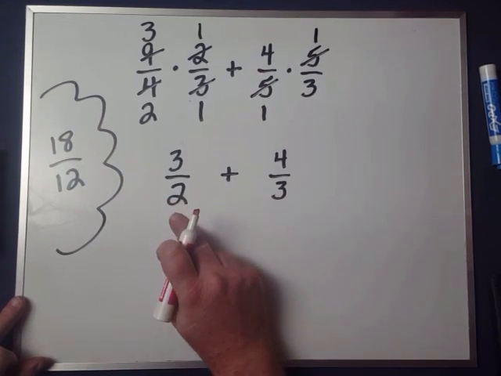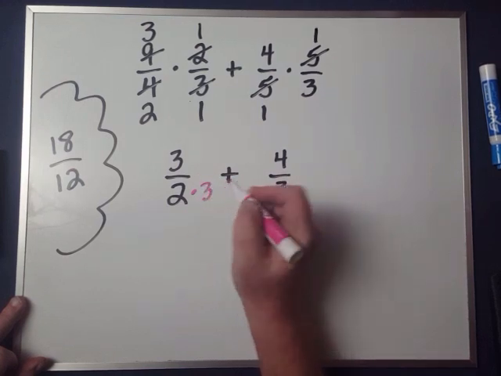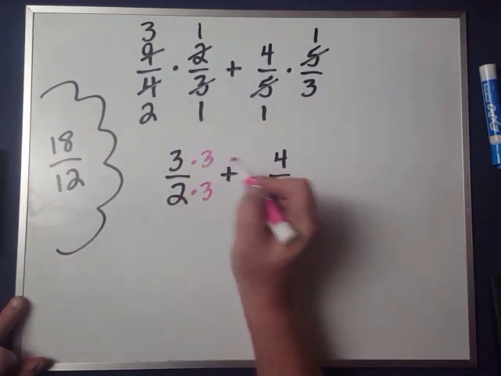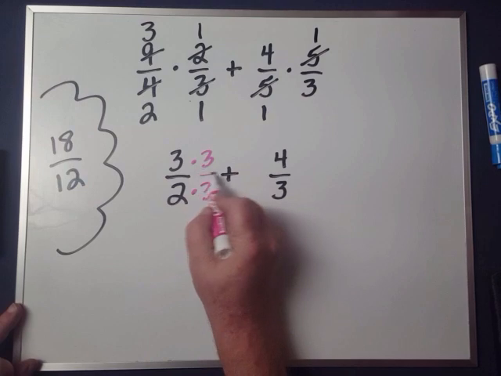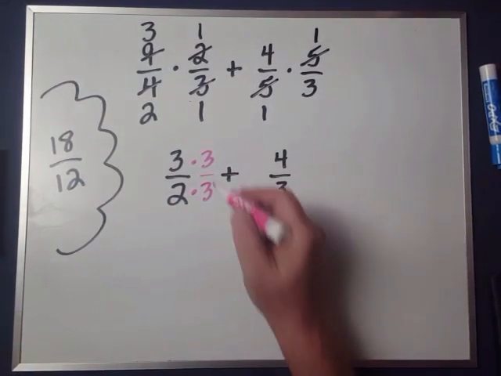How do I turn a 2 into a 6? Through multiplication. I need a factor of 3. Multiply the top and bottom by 3. Why do you do that? Because you're multiplying by 3 over 3, which is 1.